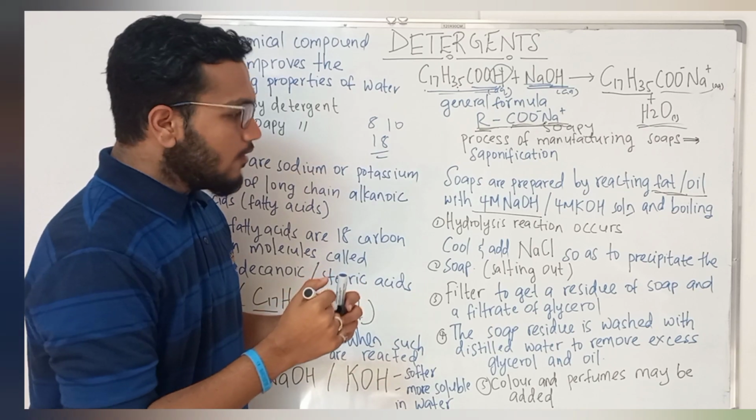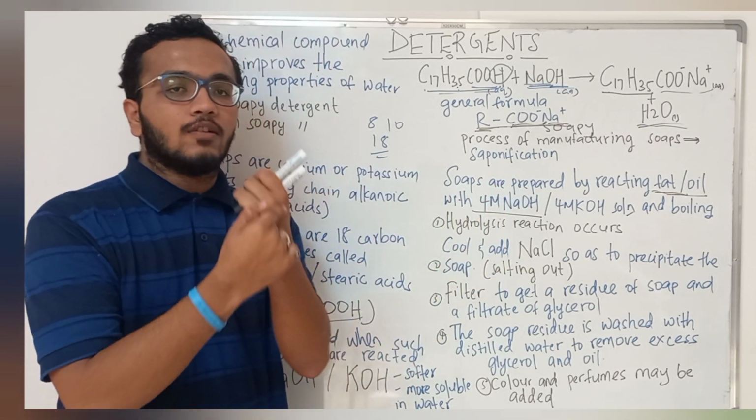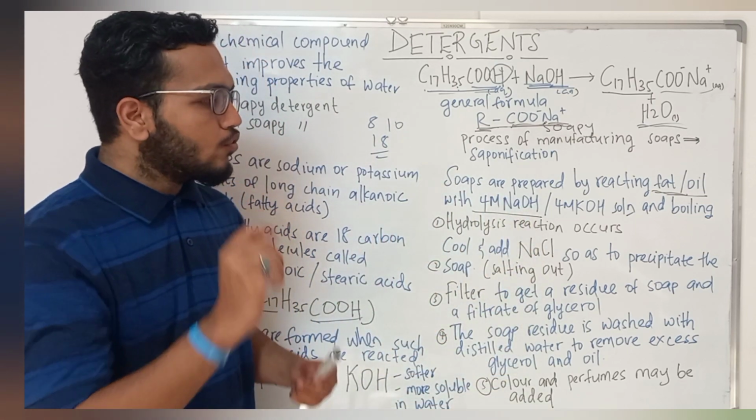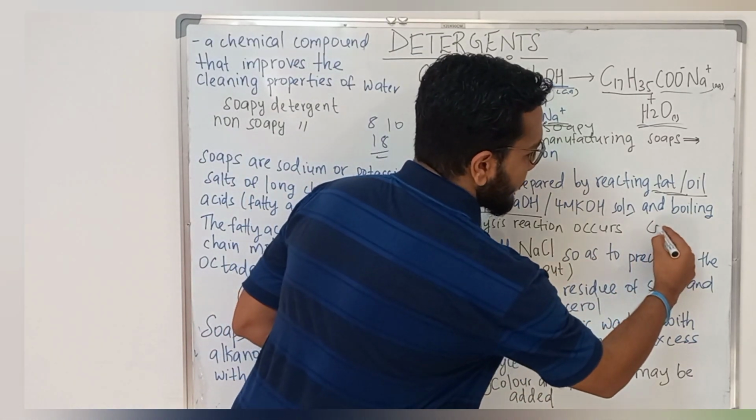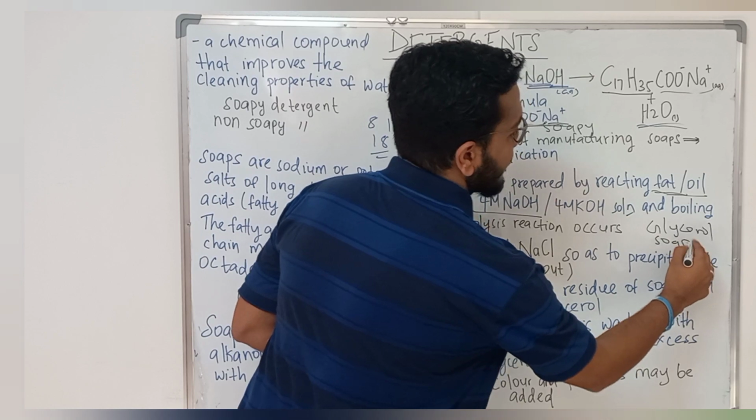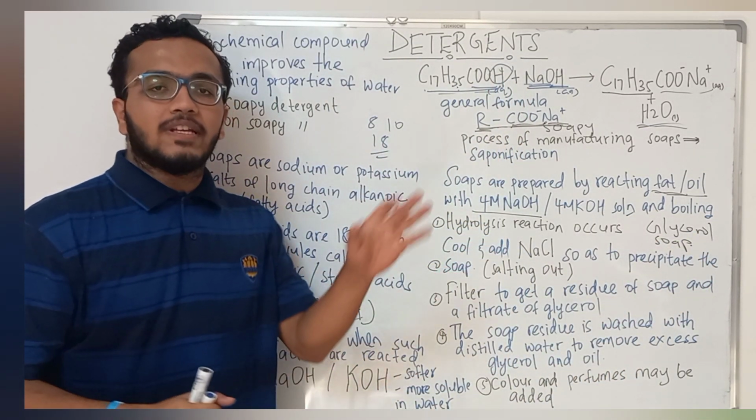Okay? Now, when you form the two substances, the first one being glycerol and the second one being soap, that's the first reaction of hydrolysis. Now you have two compounds, glycerol and soap. Then you add sodium chloride. You add solid sodium chloride to precipitate the soap.